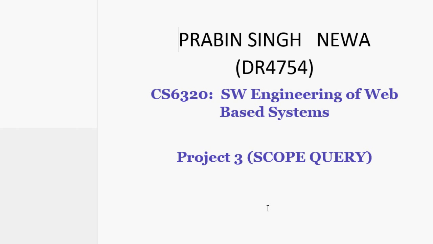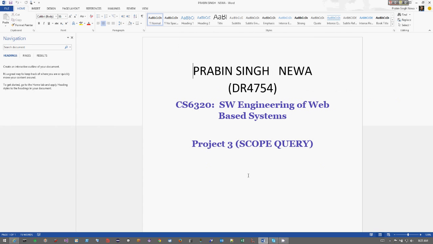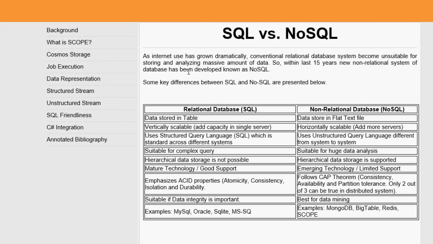CS6320 class. I'm talking about the Scope query language, which is Microsoft's version of a big data query language. Users on the internet have grown dramatically. That's why, for jobs like data mining of huge data, the conventional database system is not suitable. So big companies like Google and Microsoft came up with big data solutions.